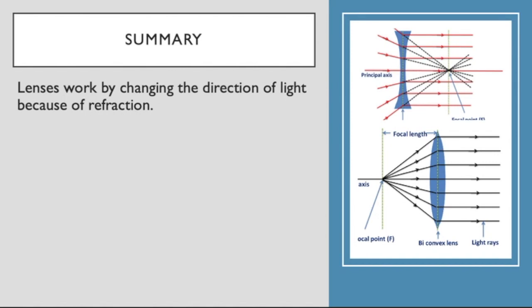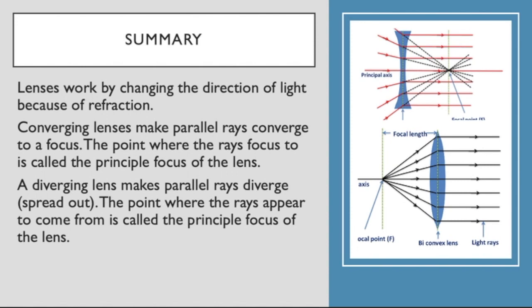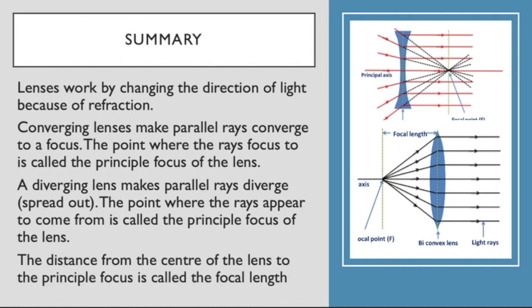So lenses work by changing the direction of light because of refraction. Converging lenses make parallel rays converge to a focus. The point where the rays focus to is called the principal focus of the lens. A diverging lens makes parallel rays diverge or spread out. The point where the rays appear to come from is called the principal focus of the lens. The distance from the centre of the lens to the principal focus is called the focal length.